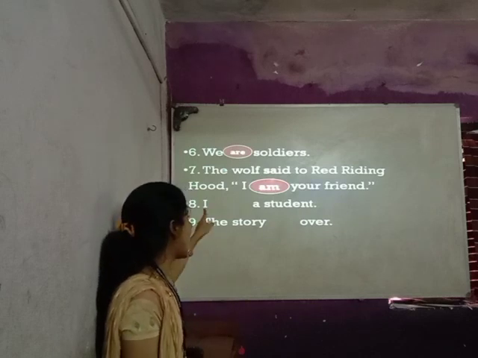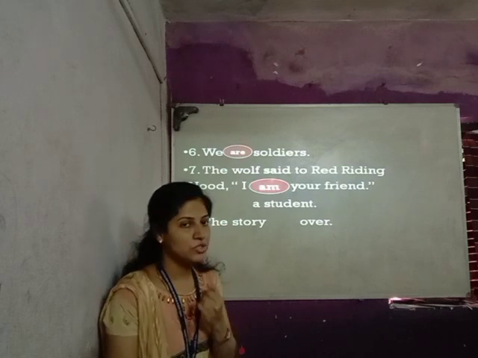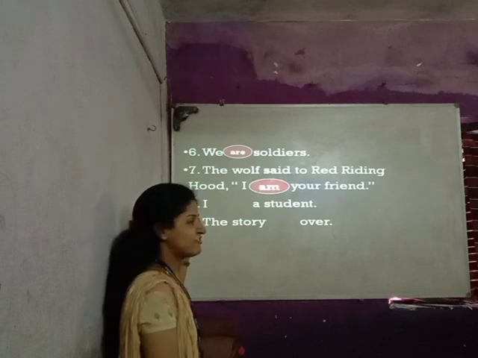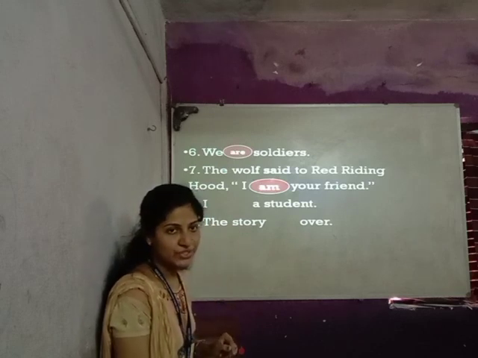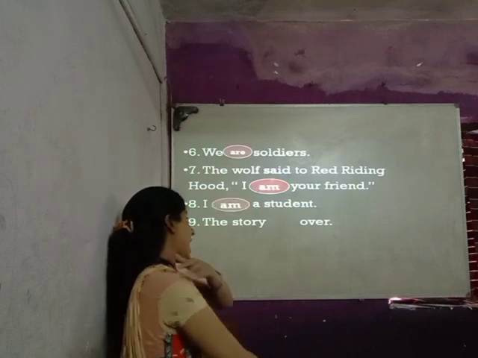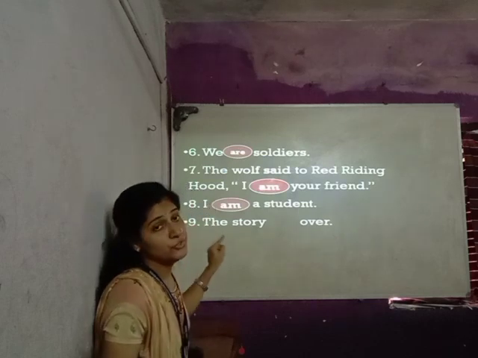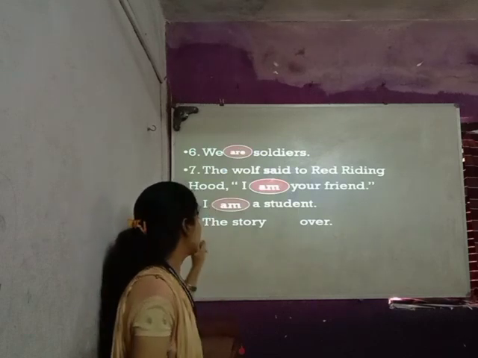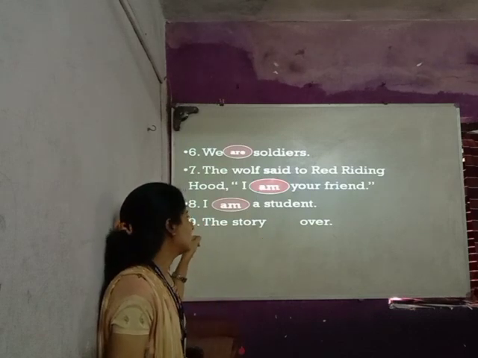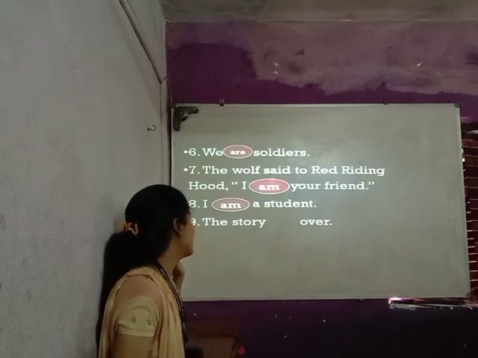Now see the next one, number 8. I dash a student. If you are going to say this sentence, how will you say it? I am a student. Because after the I, what must we use? Am. So I am a student. So am is always used with I. What is the answer over here? Yes, am, A-M.